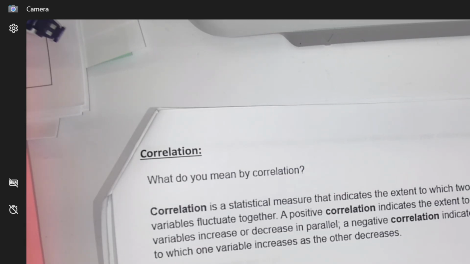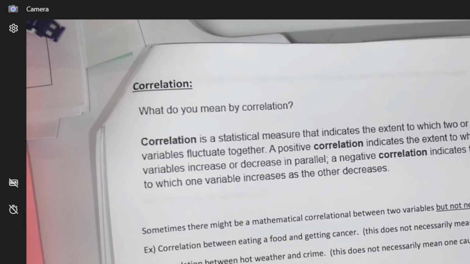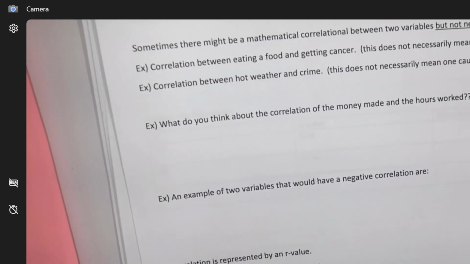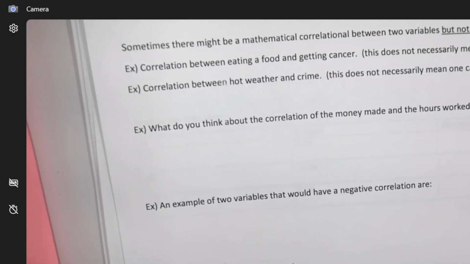to each other. So just thinking, correlation between eating food and getting cancers. Is there a correlation? There might be, there might not be. Probably would it be strong? Not really. Would there be a connection between hot weather and crime? If you did some statistics on it, there might show a little bit of correlation, but it probably wouldn't be that strong. Would you say that there's a connection between making money and the hours that you work? Yes, that would be a pretty strong connection.